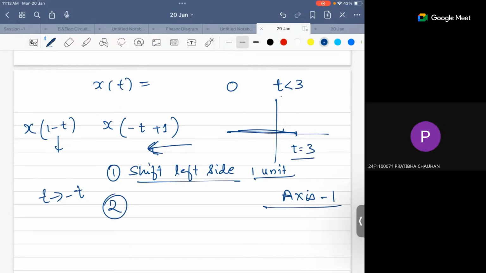So now earlier it was t of 3, so minus 1. Now it is 2, right? So now if you reverse it, it will be t of minus 2, correct? So this is what has been asked. So t greater than minus 2 will be 0. Got it, right? Yes, sir.